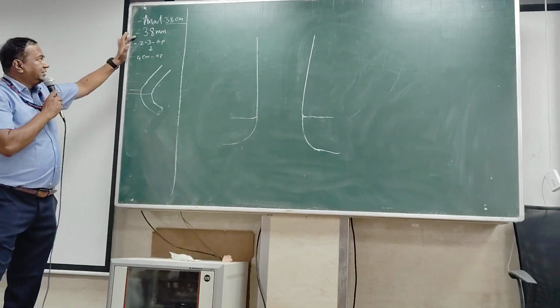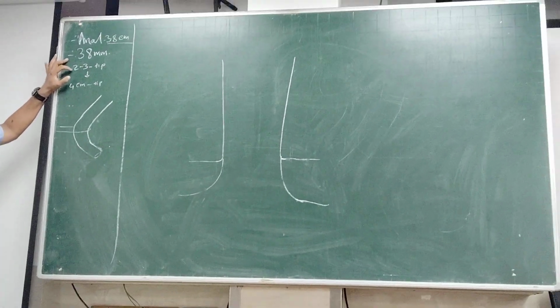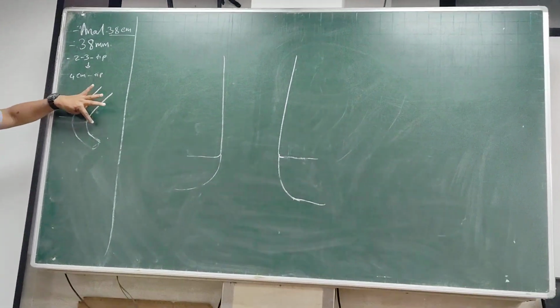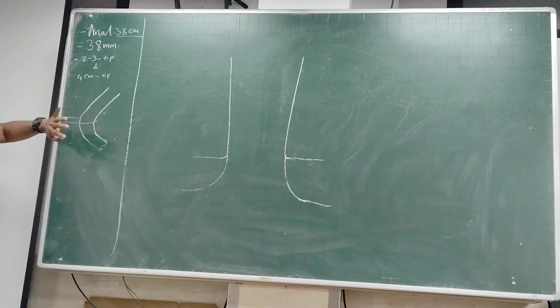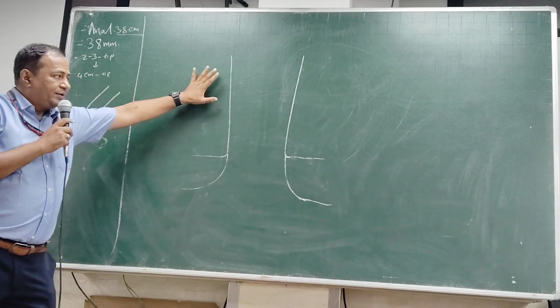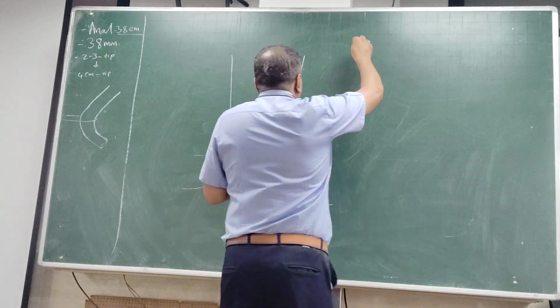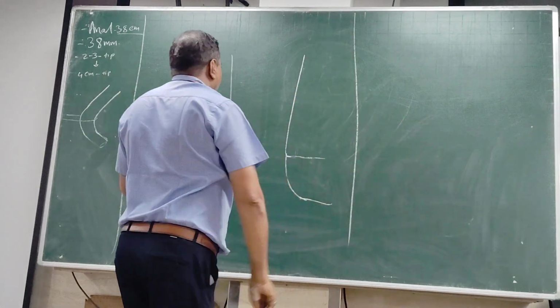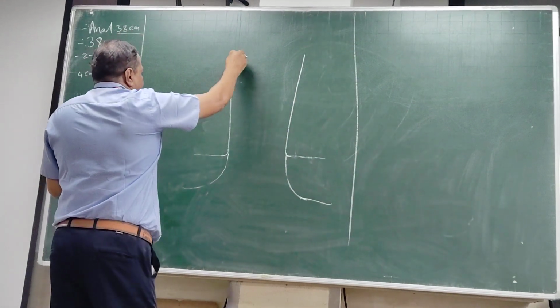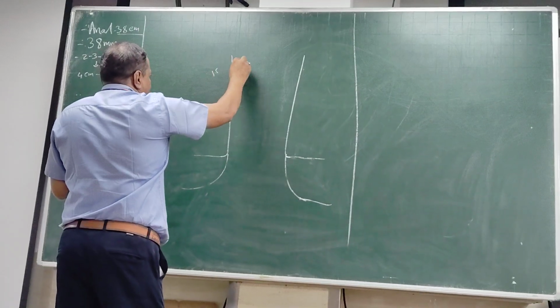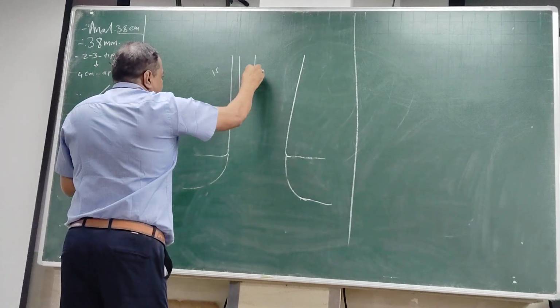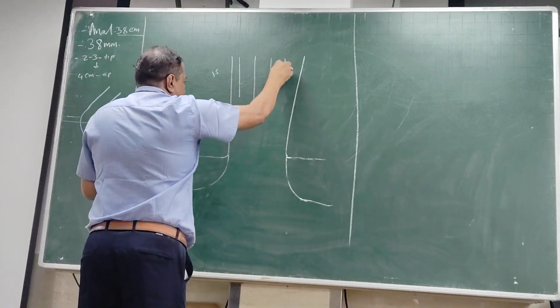So the anal canal is 38 millimeters long. It starts 2 to 3 centimeters below the tip of the coccyx and ends 4 centimeters below the tip of the coccyx. Its parts are 3. The upper 15 millimeters is called the mucosal part.